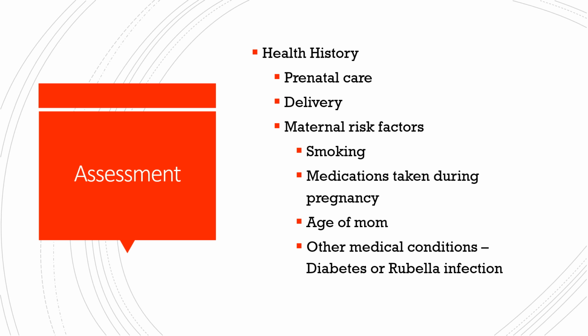So when you do present with the TET baby and you are getting their health history, we want to know about their prenatal care, what kind of delivery they had, and the maternal risk factors that can contribute to this cardiac defect, and those risk factors include smoking and any medications. Some medications will put them at risk for developing Tetralogy of Fallot. The age of the mom also, older moms have a higher risk of cardiac defect, and other medical conditions as well, including diabetes and rubella infections. So these are all things that we want to know in their health history so that we can understand what their risk factors were.